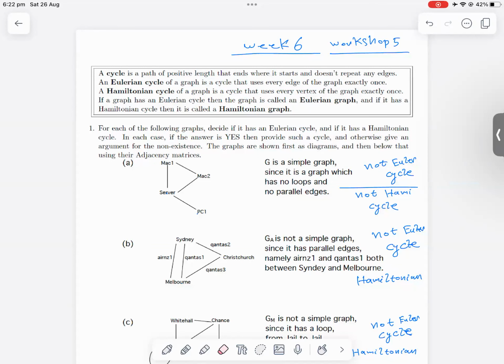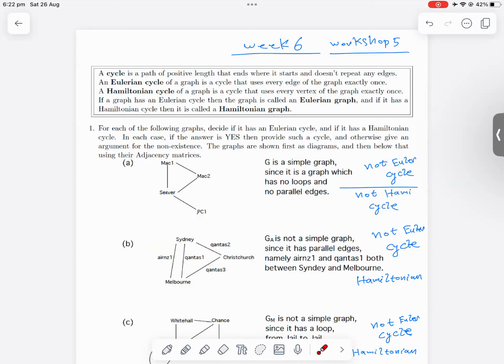Okay, hi everyone. So I'm gonna have a look at the questions of week 6, workshop number 5, and we can proceed with question 1. So we see that here the question is about whether there is a Eulerian cycle or Hamiltonian cycle in any of these graphs or not.